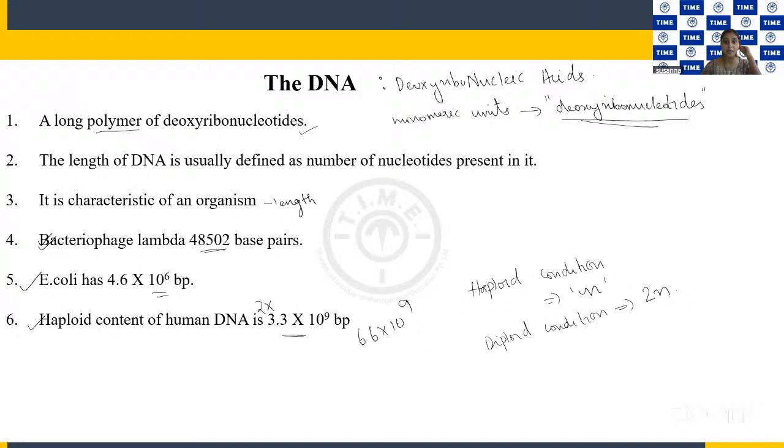So that many base pairs are found in human DNA. What I'm trying to say here is, as I told in my third point, the number of nucleotides present in the DNA, and therefore the length of the DNA, is characteristic of an organism. If you take the case of bacteriophage lambda, it has 48,502 base pairs. If you take the case of E. coli, it has 4.6 into 10 raised to 6 base pairs.